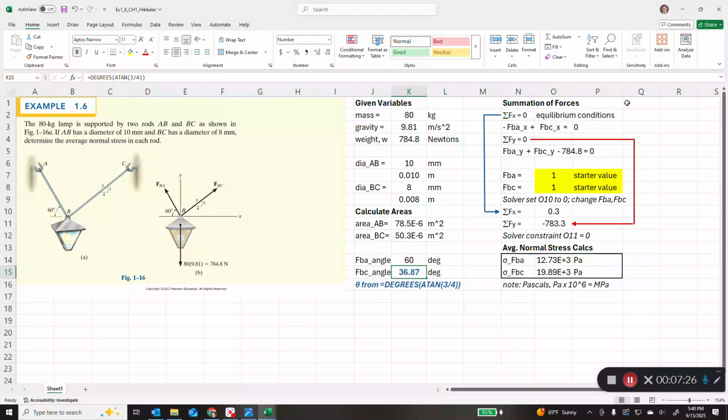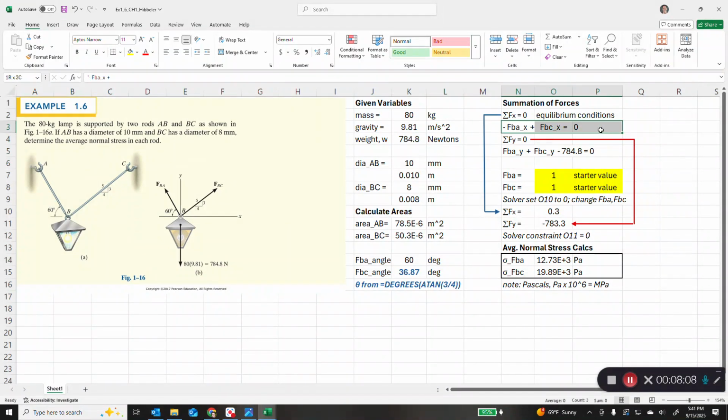So then we go over to our summation of forces. Since this is in equilibrium, the sum of the F sub x forces is 0. So what are the x forces? Well, you have minus FBA sub x, and that's going to point to the left, so it's negative, plus FBC sub x, that's going to point to the right along the x-axis, so that's positive, equals 0. Then you sum the y directional forces. You'll have FBA sub y, which will point straight up along the y-axis, is positive, plus FBC sub y, which points straight up along the y-axis, minus the weight of the lamp, which is 784.8 newtons, equals 0.